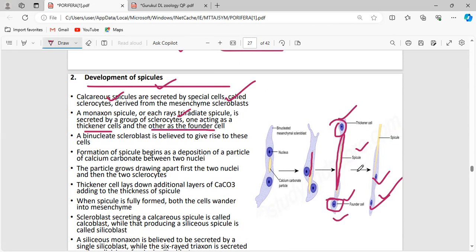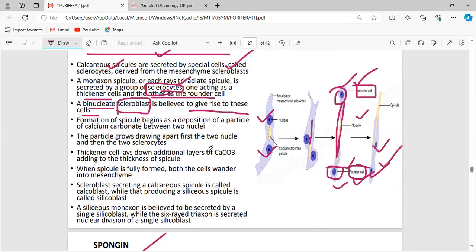See, this is the spicule, and it is secreted by a group of sclerocytes, one acting as the thickener cell and one acting as the founder cell. Fine. And this scleroblast, as I said before, is binucleate in nature. This binucleate cell is believed to give rise to these types of thickener cells and founder cells. Clear? And it is believed, it is not confirmed.